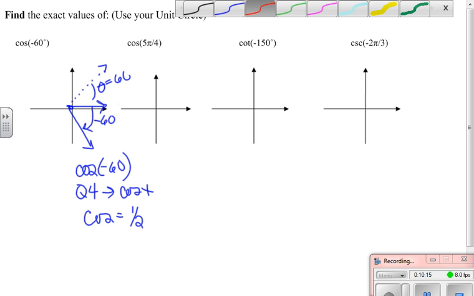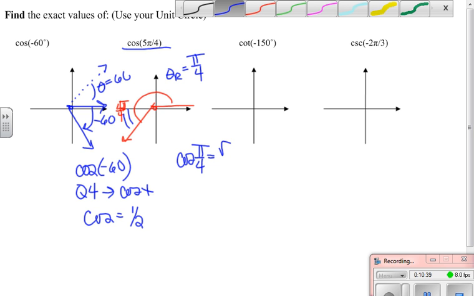5 pi over 4, remember 4 pi over 4, so I'm going to go all the way around plus a little more. My reference angle here is pi over 4. Pi over 4 has a cosine value of square root of 2 over 2, but in quadrant 3, cosine is negative, so the cosine of 5 pi over 4 is negative square root of 2 over 2.